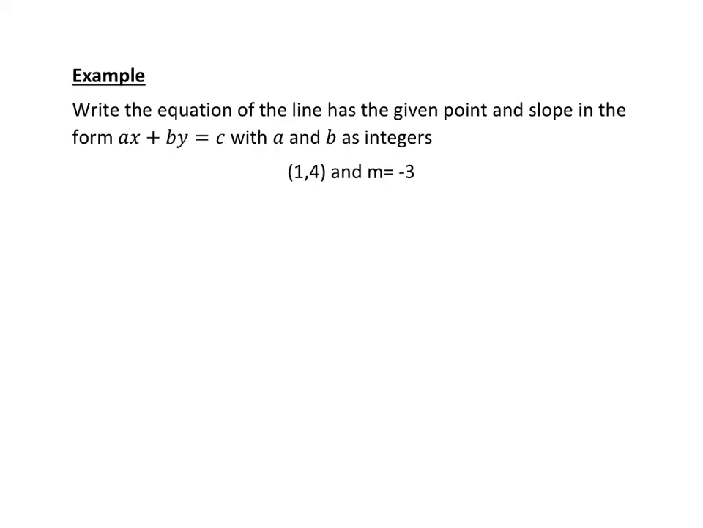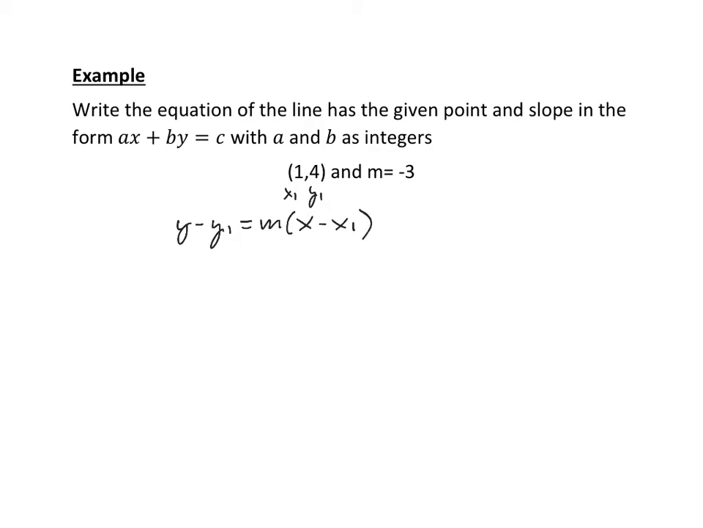We're going to use point-slope form now to help us write some different lines. We're going to write the equation of the line that has the given point and slope in the form ax plus by equals c with a and b as integers. So we're given a point that is actually an x1, y1, and we're given m equals negative 3. That's our slope. And we're going to start with point-slope form. y minus y1 equals m times x minus x1. Let's plug in all the information.